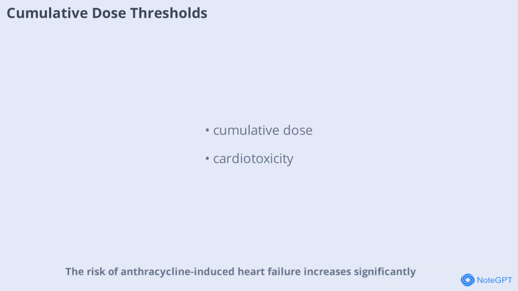Risk of anthracycline-induced heart failure increases significantly at cumulative doses above 250 mg/m2 of doxorubicin equivalent. Beyond 550 mg/m2, the risk rises even further. Oncology teams use these thresholds to guide dosing decisions and to determine when to implement additional cardioprotective measures.